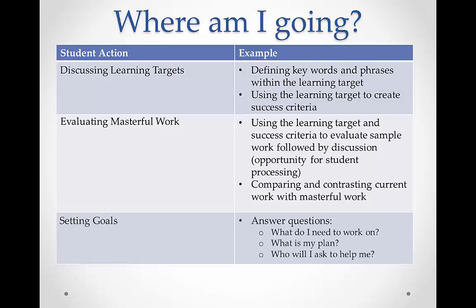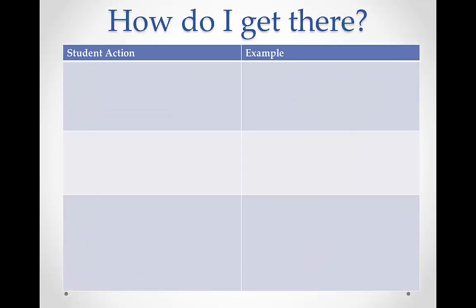Once students can define where they are in their learning and have a clear picture of where they are going, they can begin setting goals. According to Stiggins, Arter, Chappuis, and Chappuis, setting goals requires students to answer 3 questions. First, what do I need to work on? Second, what is my plan? And third, who will I ask to help me? In the current step of the learning process, we must answer, what do I need to work on? An easy question to answer once students see where they currently are in their learning journey and where they are heading. The questions, what is my plan, and who will I ask to help me, will be answered in our third step of the learning process, how do I get there?